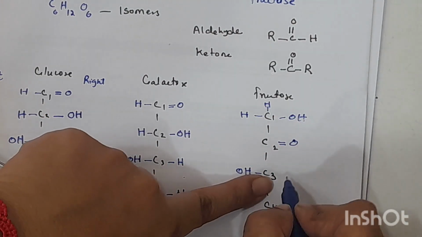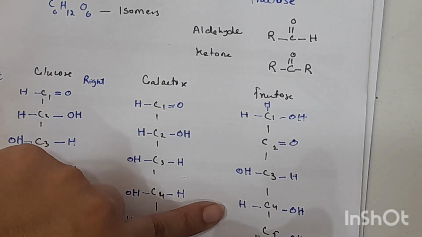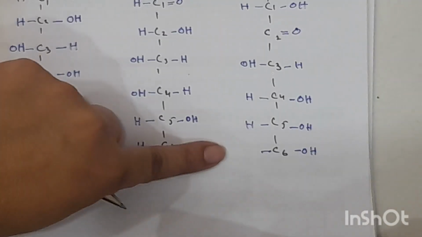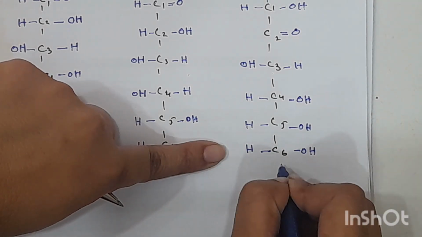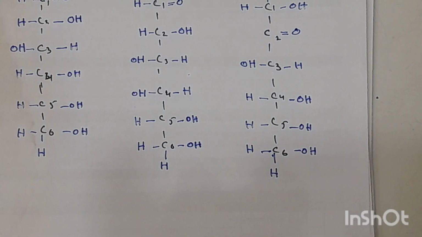For carbon number 3, we will write hydrogen here and hydrogen here. On the left side, we will write hydrogen here. For carbon number 6, one hydrogen will be written here and another hydrogen will be written here. So this is the open structure for fructose.